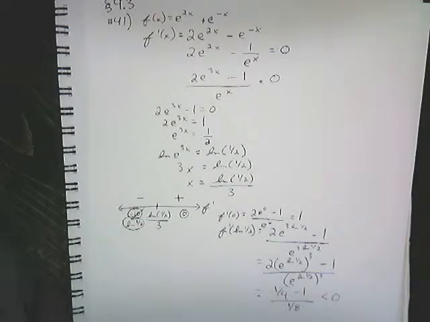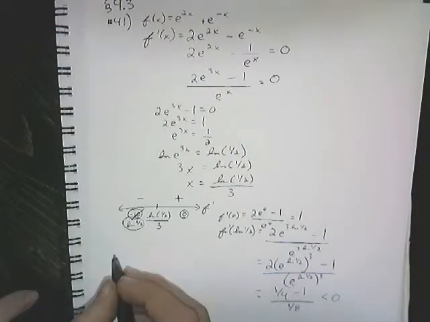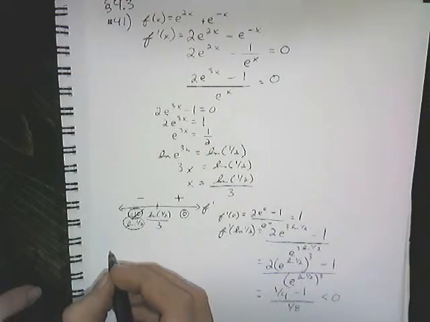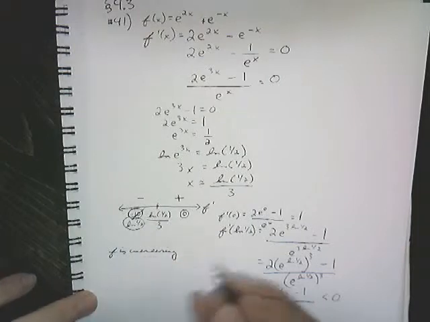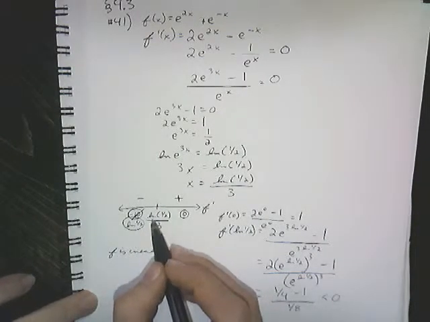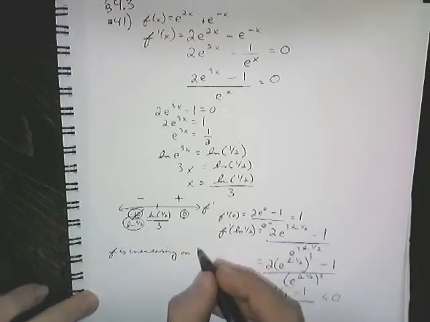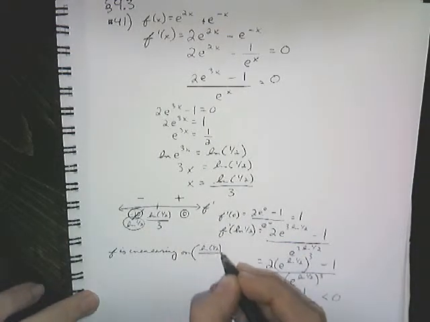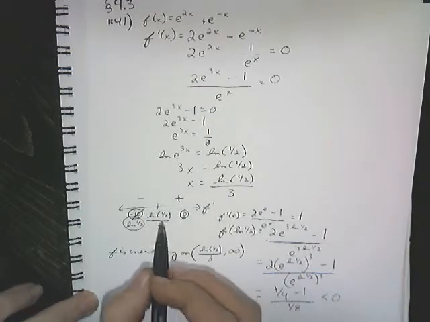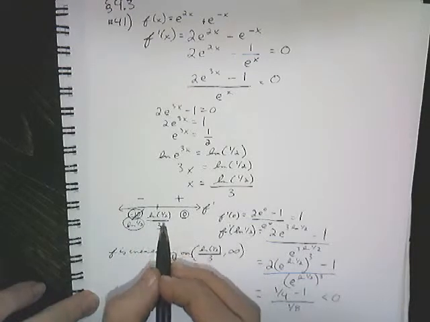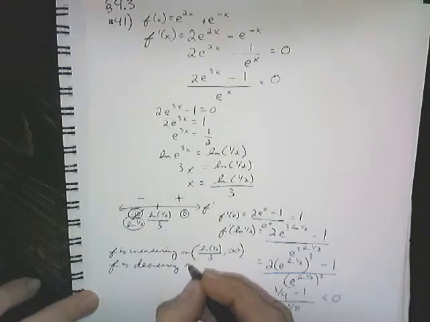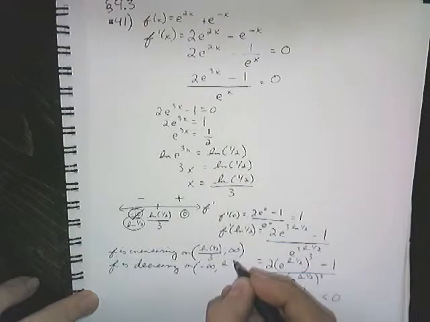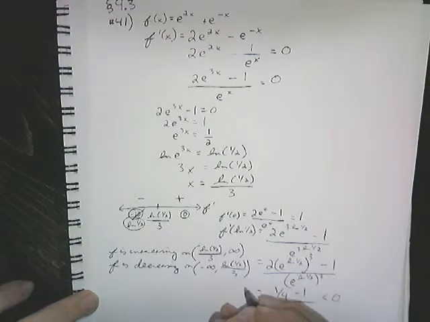So finishing up part A, let's just sum up what we have. I have a little bit more room here, so I'll sum it up. The question asks us to find the open intervals where f is increasing or decreasing. So f is increasing on this interval running from the natural log of 1/2 divided by 3 to infinity, and it's decreasing from negative infinity to natural log of 1/2 over 3. So that's part A completed.